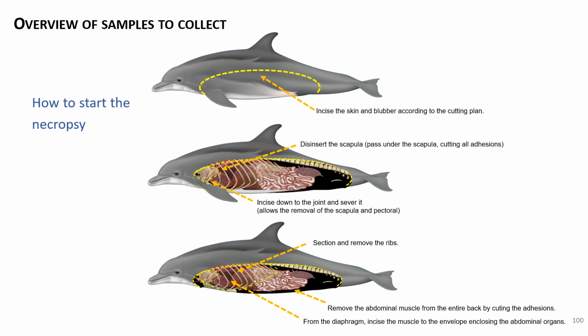Then, section and remove the ribs. Then, remove the abdominal muscle from the entire back by cutting the adhesions. And from the diaphragm, incise the muscle to the envelope enclosing the abdominal organs.